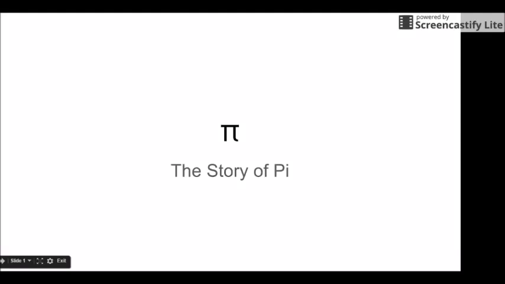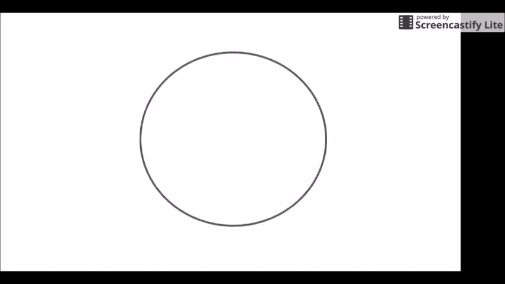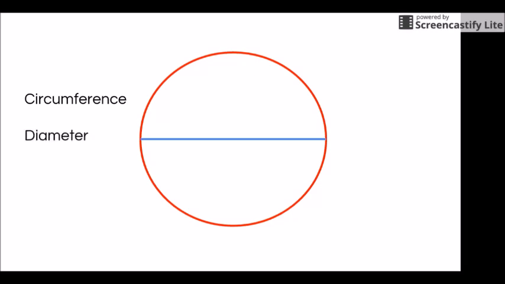The story of pi. Pi is associated with circles, so let us begin there. Take a circle. We call the perimeter of the circle its circumference. Then we take the longest line passing through the circle, that is, the line passing through the center, as its diameter.